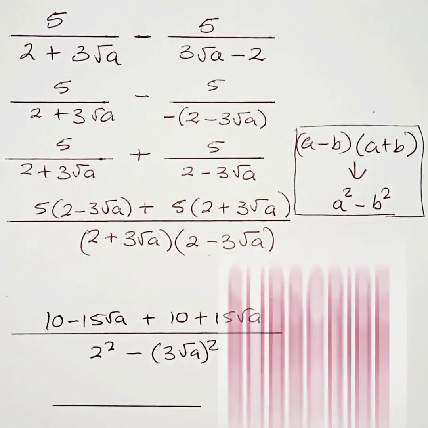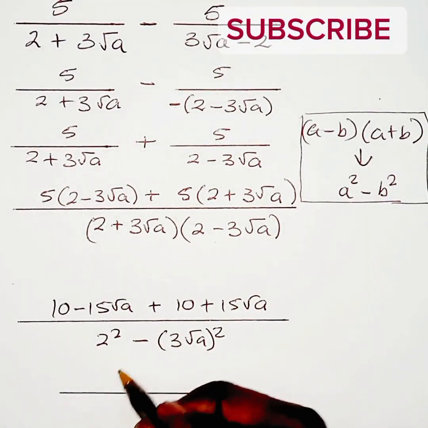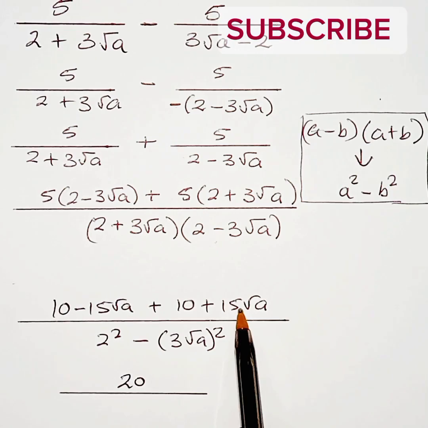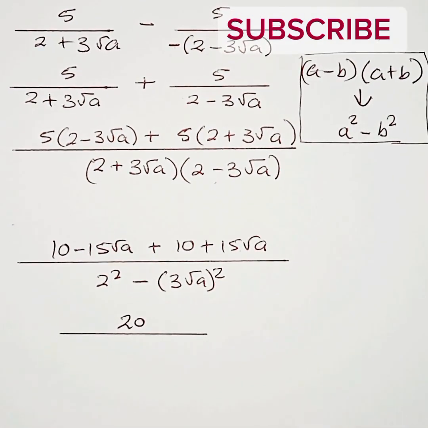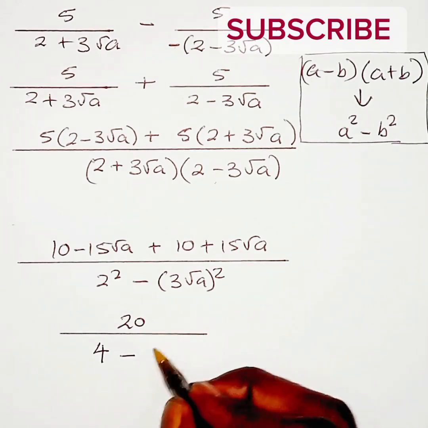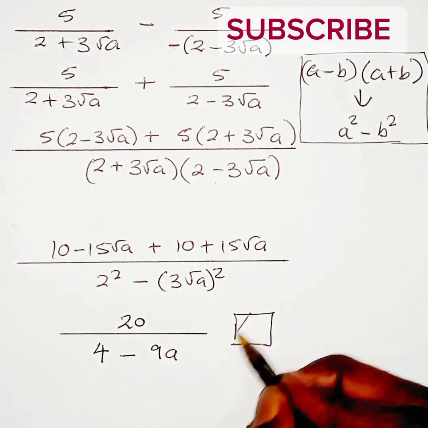Now let's simplify the numerator. We are going to have 10 plus 10, that is going to give us 20. And this is going to subtract with that, and we get a 0 for that. Now we just need to simplify the denominator. We are going to have 4 minus 9a. Then this is the final answer.